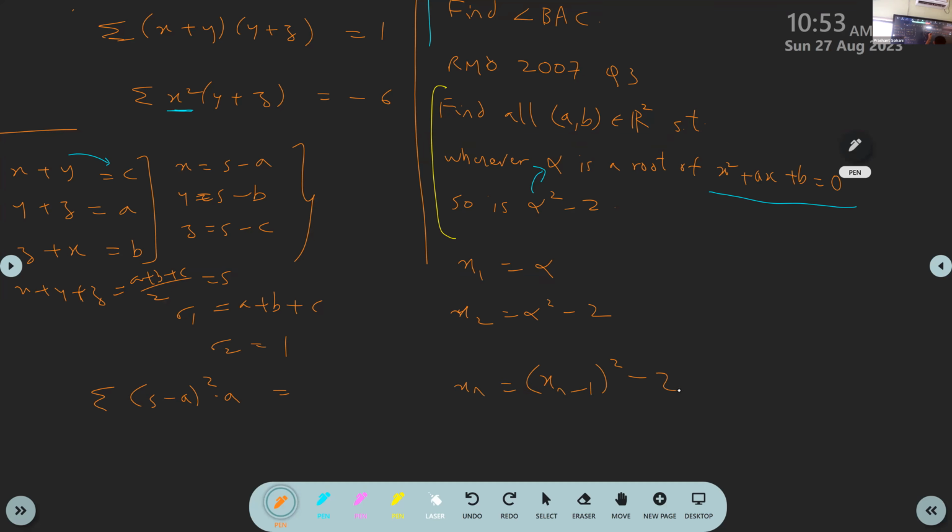If I keep applying this operation of going from alpha to alpha square minus 2 again and again, I'm going to get a whole sequence of numbers. And if you plot how these numbers change, you can imagine, if alpha is already large, alpha square minus 2 will be even larger. So this sequence will escape to infinity if alpha is greater than a certain threshold. And the other way, if alpha is too small, this sequence will collapse.